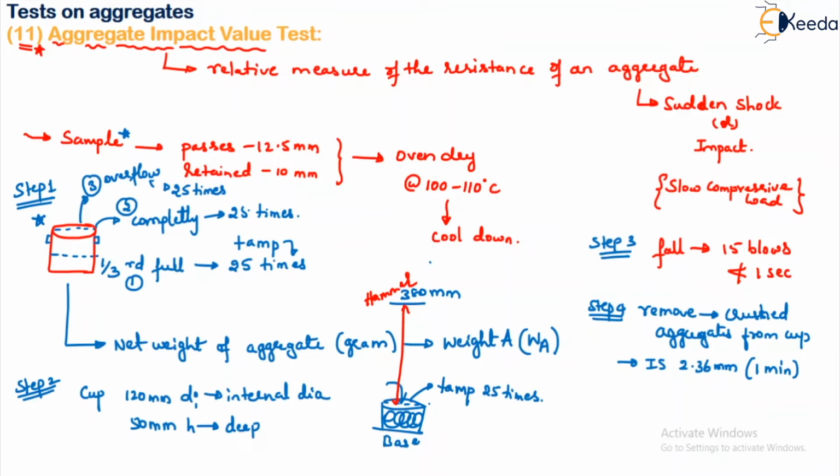Now after you do this, we have weight A here. You remember the net weight of the aggregates in this particular vessel. Now you will have to measure a few more things. The thing you have to measure is the fraction of the particles which have passed through that sieve of 2.36 mm. That is, the fraction passing the sieve.